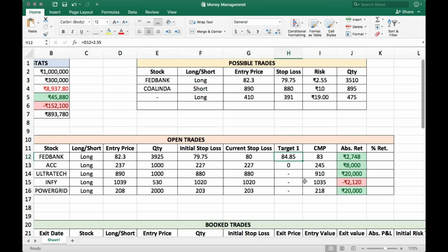Accordingly, take an action. Don't keep a fixed rule, or else what will happen? You book out, it goes further up. You trail the stop loss to break even, it comes down. You understand? So always play by the merit of the price behavior.